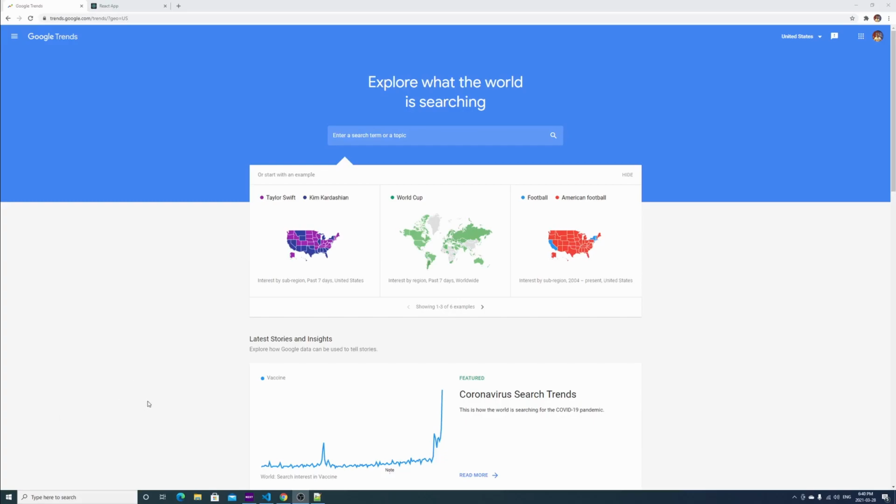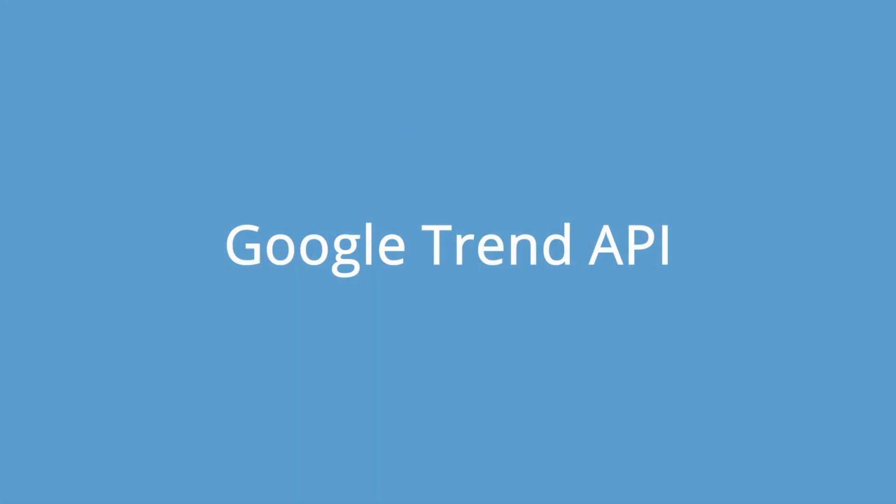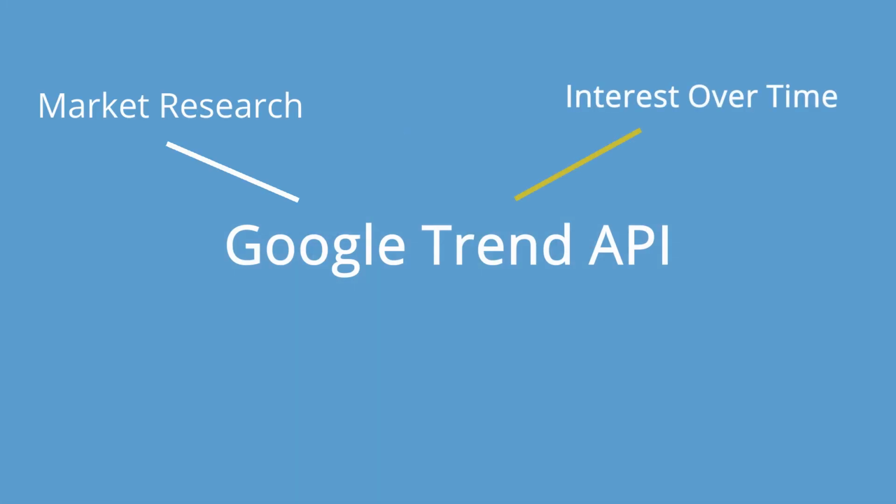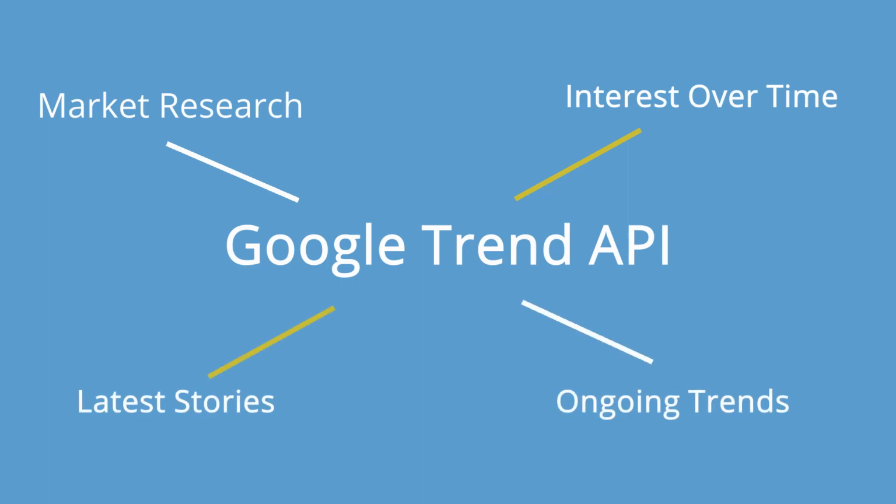Hey, how's it going? In this video, we will discuss how to integrate Google Trends in your own application. Google Trends is a tool from Google where we can do research or market insight, and we can see the ongoing trends for a given keyword, or the trends for the latest stories and insights as well.